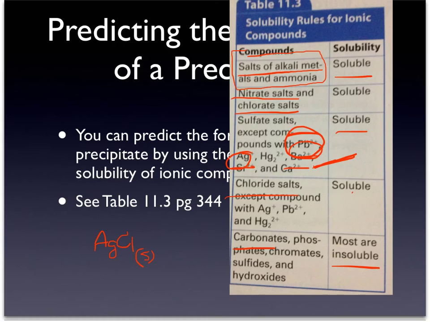So what you do is when you look at this double replacement reaction, you try to figure out, is there something that's insoluble? And if there is, then that's going to be my solid. That's going to be the substance that's going to actually create this reaction, make this reaction go. So that's what you look for. All right.